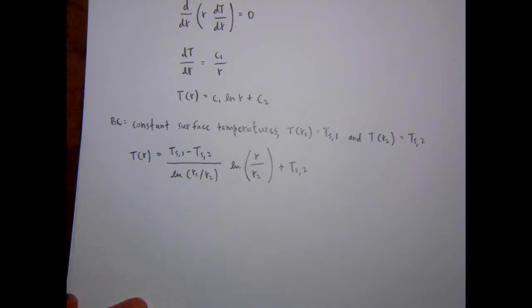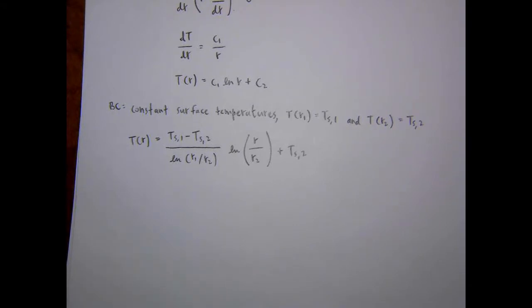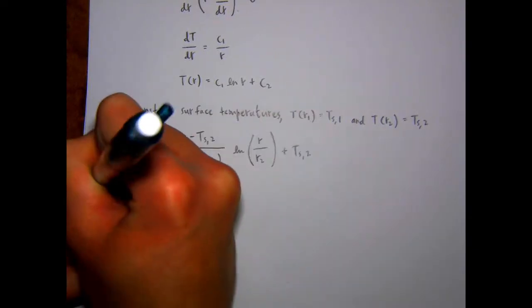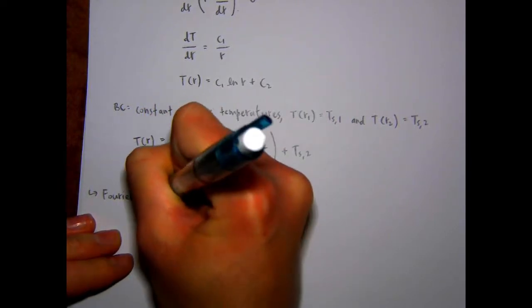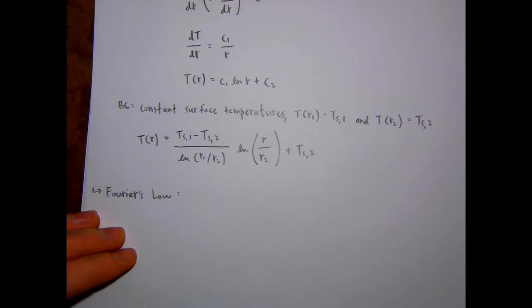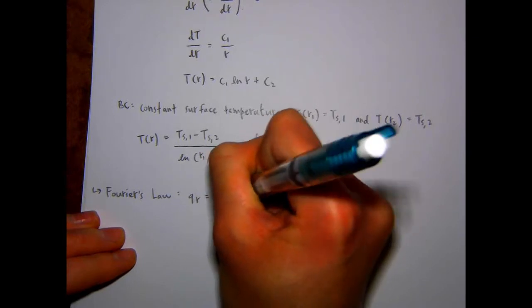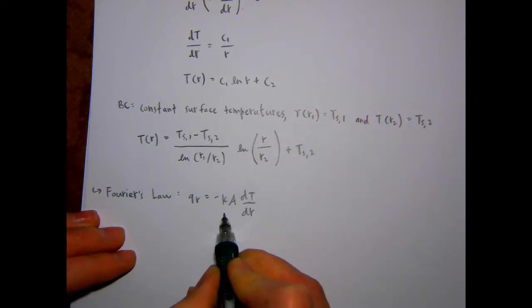So once we have the temperature distribution, what is the typical next step? Take the derivative for Fourier's law. Yeah, so we want to find the heat transfer rate. That requires dT/dx, or dT/dr in this case. So Fourier's law, and for cylindrical coordinates in the r direction, it looks the same, but we have dT/dr instead of dT/dx.